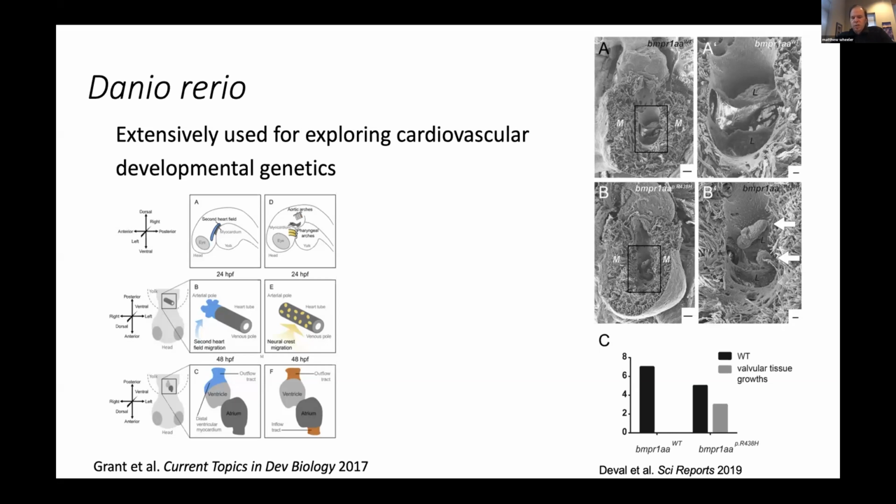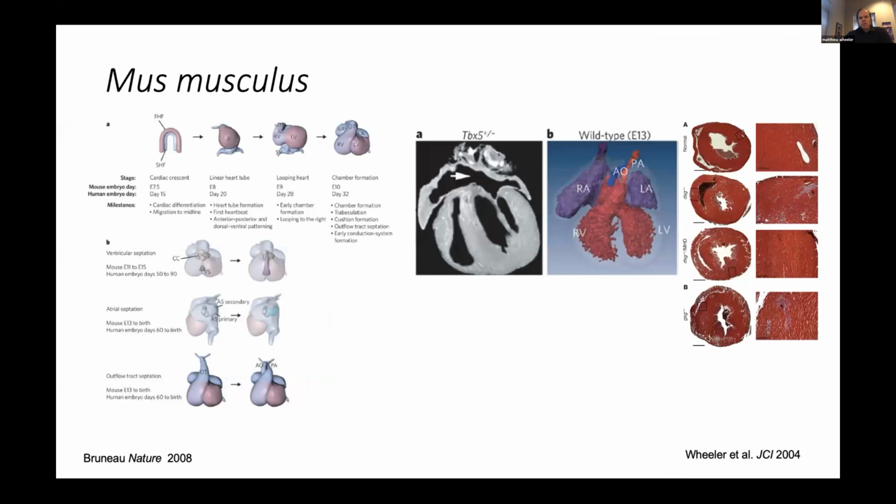And again, there's many groups that are using zebrafish to assess cardiovascular development. And there's also a number of labs now doing high throughput zebrafish screens, both for drug discovery and to look at combinatorial genetic effects.